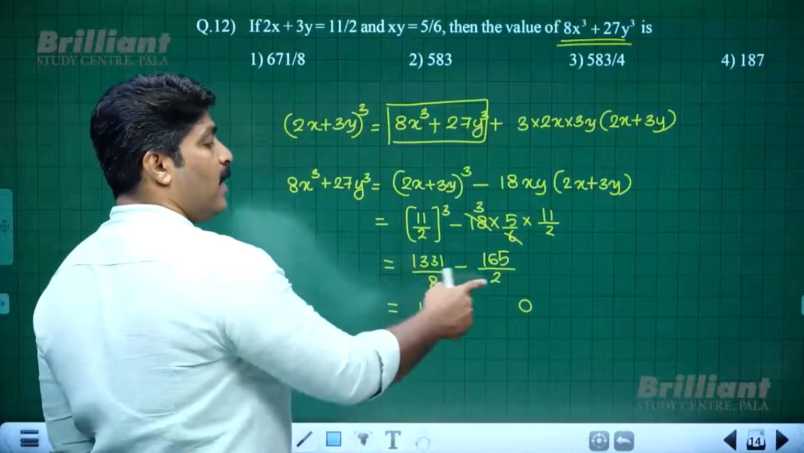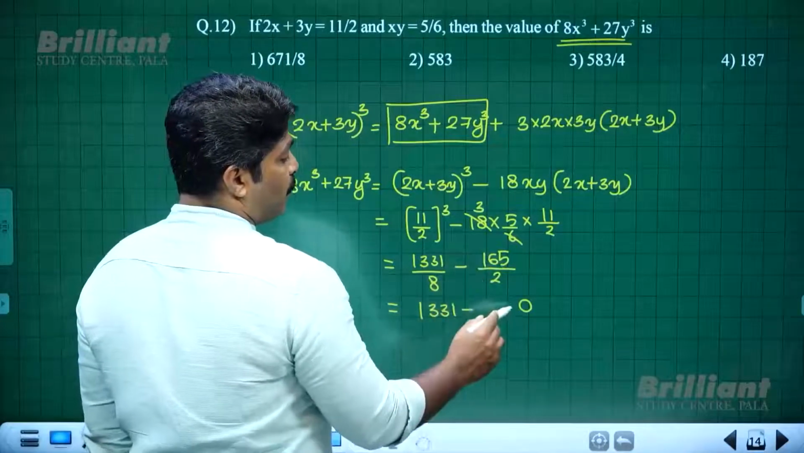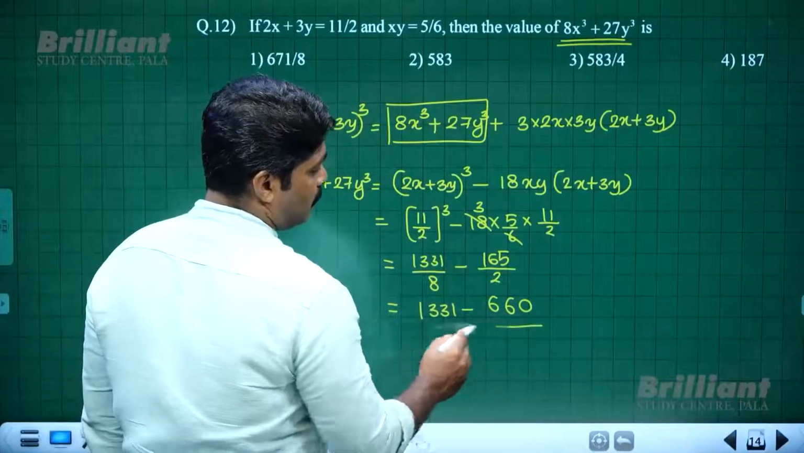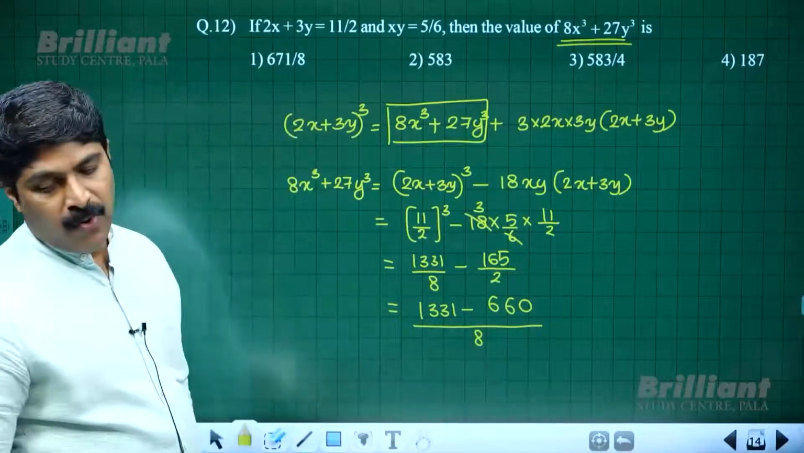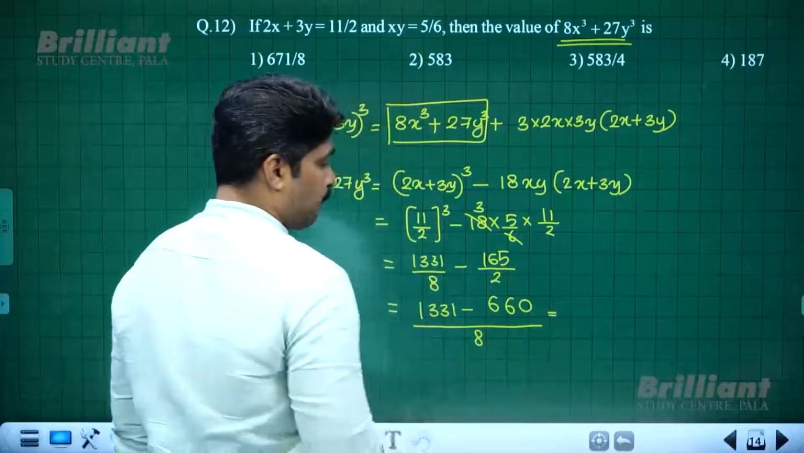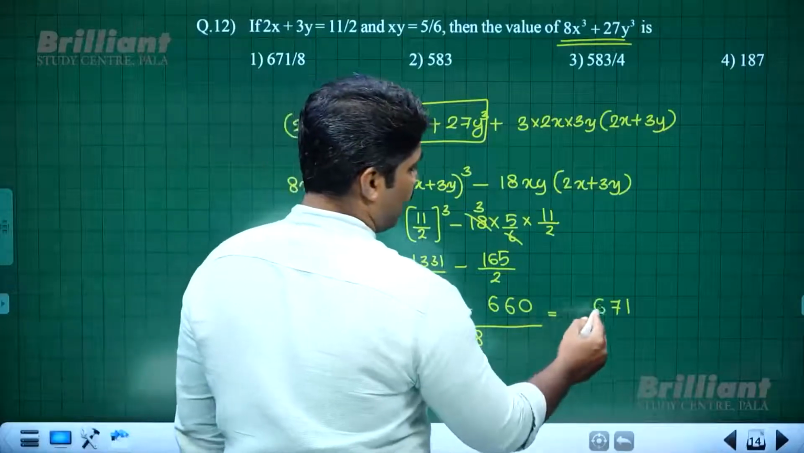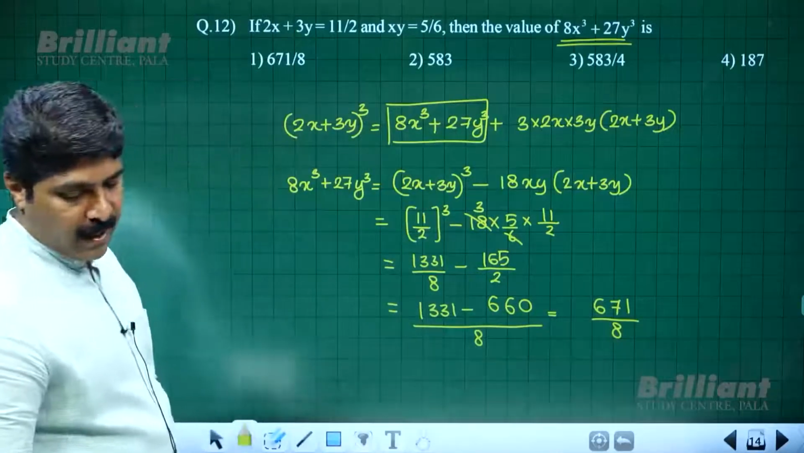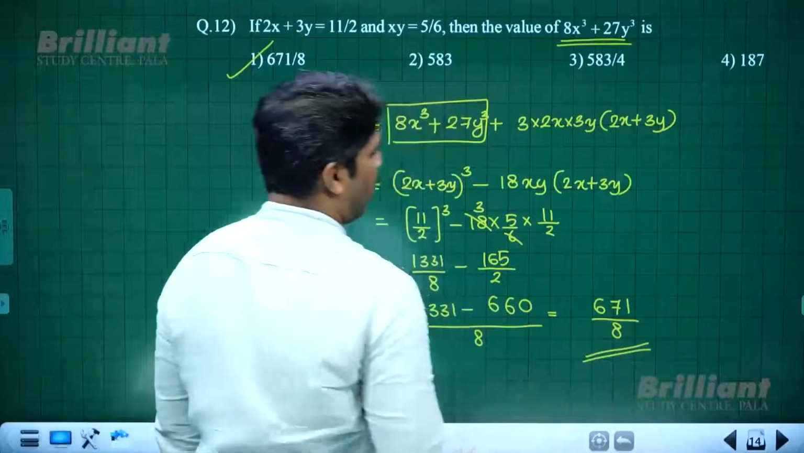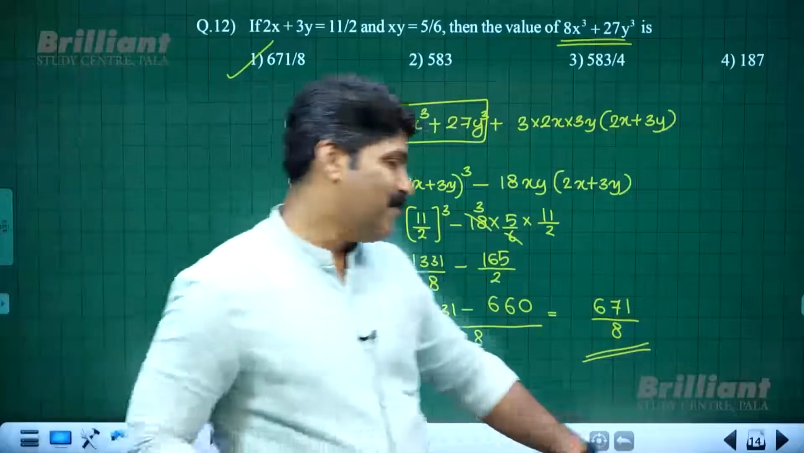Why do we have to do it like this? We have to keep the denominator also equal to 8. So 1331 minus 660, divided by 8. Just simplify these values finally, and that gives 671 divided by 8. Observe, this is the first option: 671 divided by 8. So there is a rearrangement of the identity. While observing the expression itself, you have to catch what the relationship is.